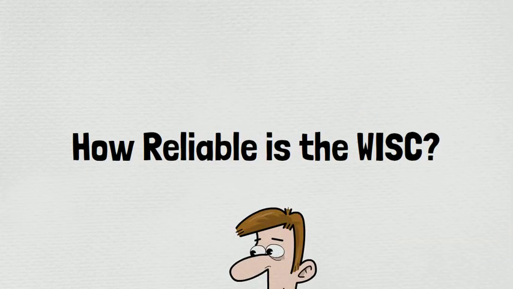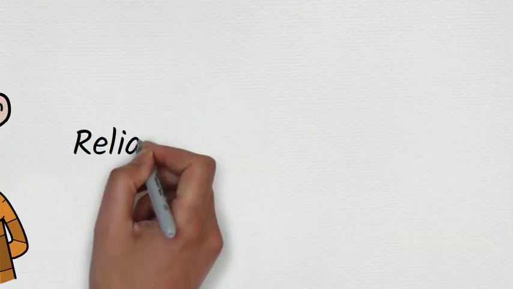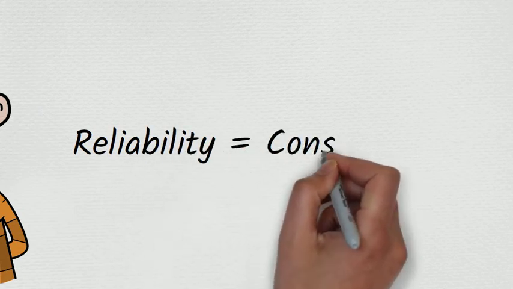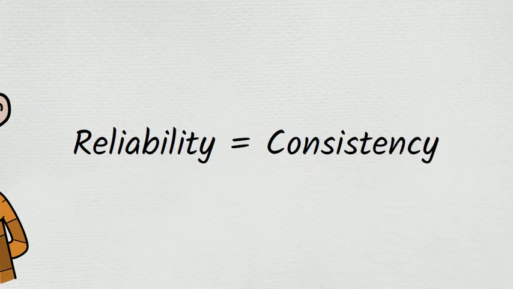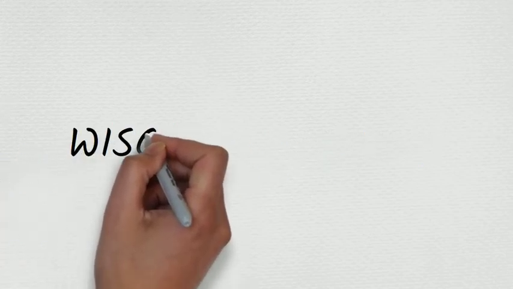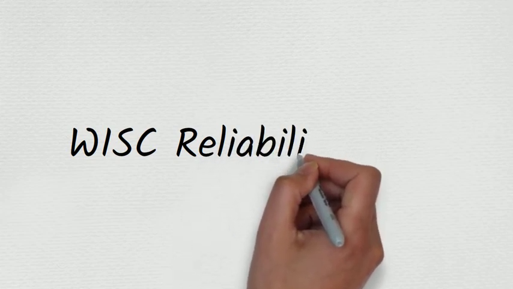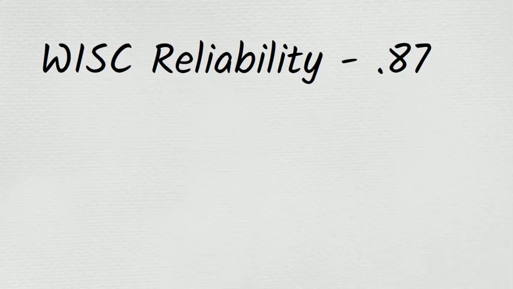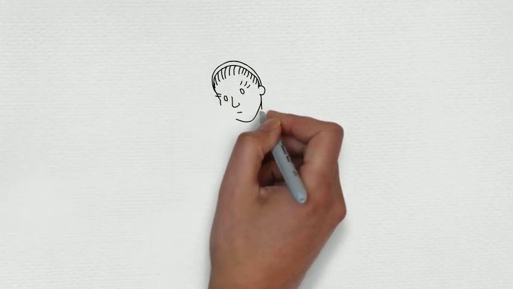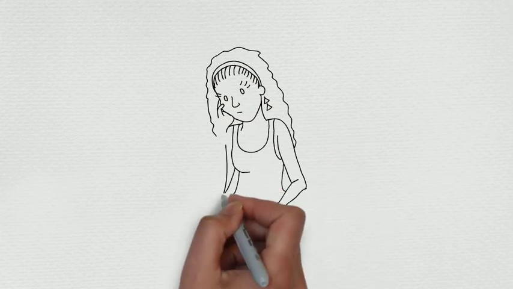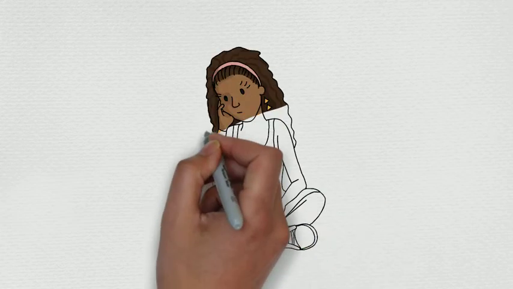How reliable is the WISC? A test is considered reliable if it consistently measures with the same degree of accuracy over and over. The WISC is considered highly reliable with a correlation of 0.87. So an IQ score, if the WISC is done today, should be more or less the same if it is done a year from today. And our IQs pretty much remain the same throughout our lives.